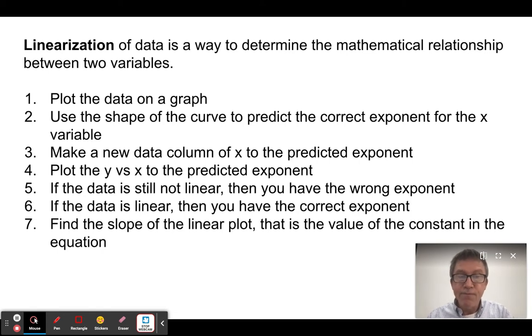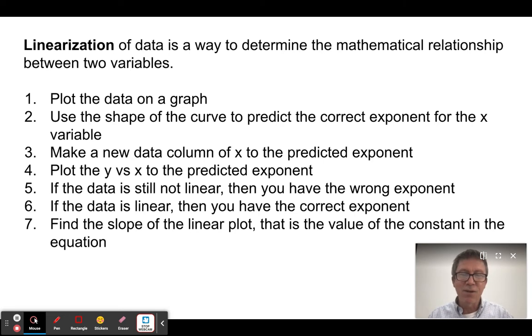You're going to plot your data. You're going to look at the shape of the data distribution and say, that looks like, say, a squared relationship. And then what you're going to do is make a new column of values where you're raising x to the exponent that you think it is being raised to by looking at the data. And then you're going to plot that data. So instead of plotting x against y, I'm doing, say, x squared against y. And then I look at it, and if that linearizes, that tells me yes, I've got it correct.